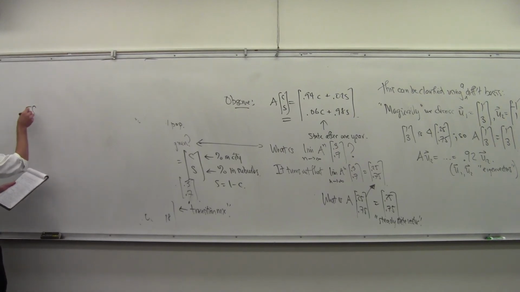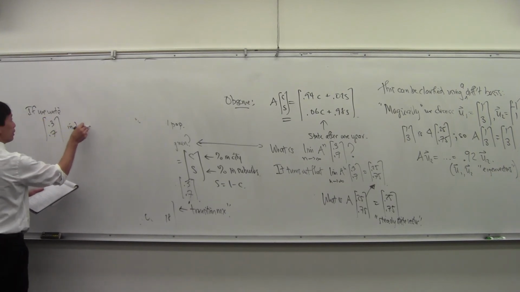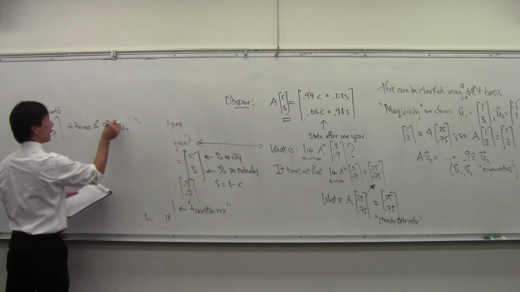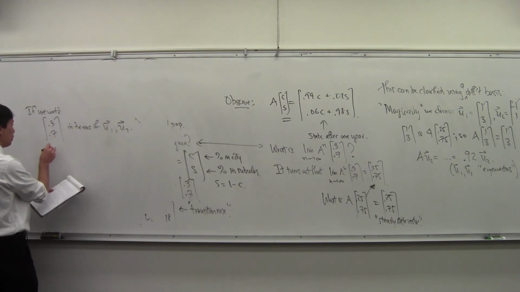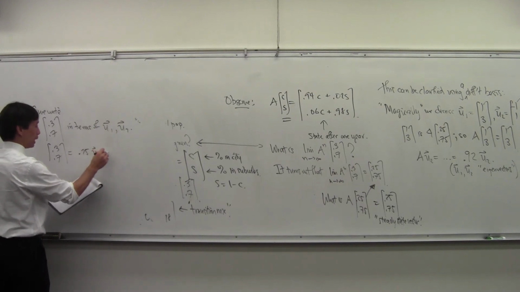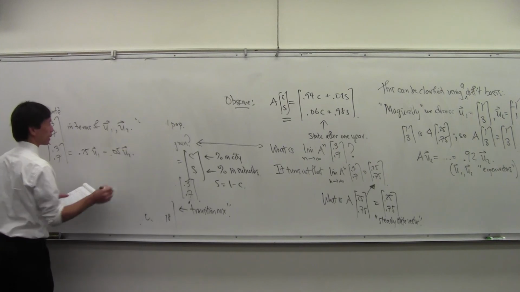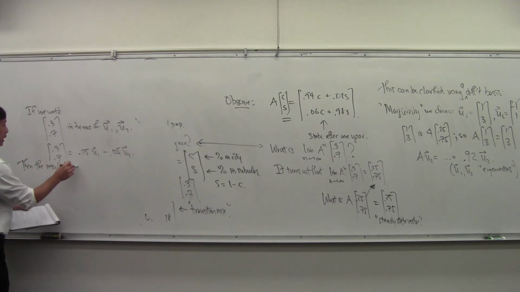Now, if we write 0.3, 0.7 in terms of U1 and U2, as a linear combination of U1 and U2, we see that 0.3, 0.7 actually turns out to be 0.25 of U1 minus 0.05 of U2. And then the result becomes clear.